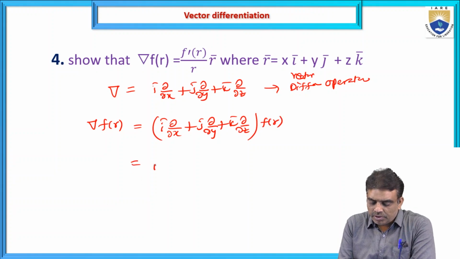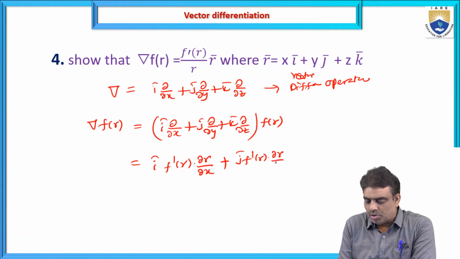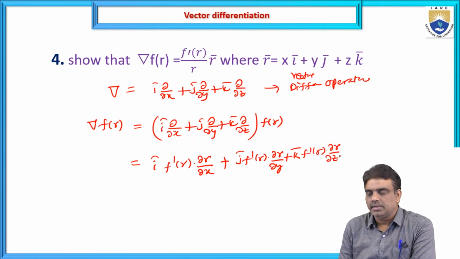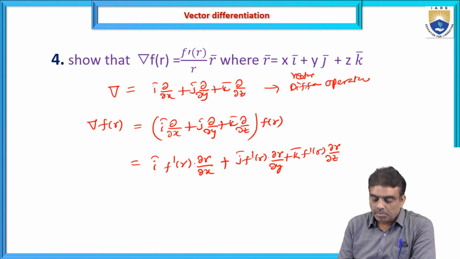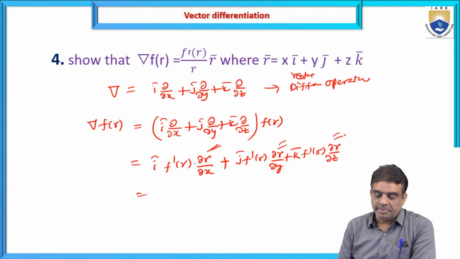So differentiating, what you will get? Dou by dou x of f of r, the derivative f dash of r into dou r by dou x, first term, plus j bar into dou by dou y of f of r, again f dash of r into dou r by dou y, plus k bar into f dash of r into dou r by dou z. But what is dou r by dou x? x by r. Dou r by dou y, y by r. Dou r by dou z, z by r.